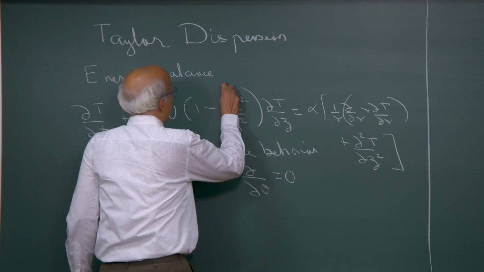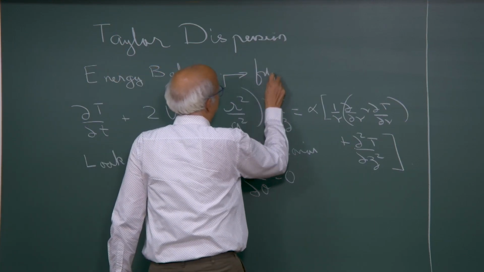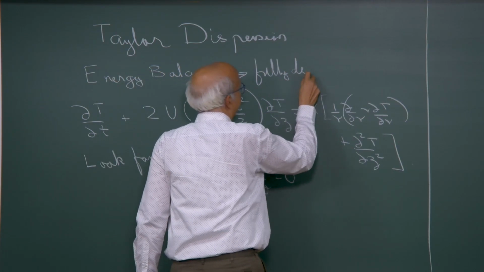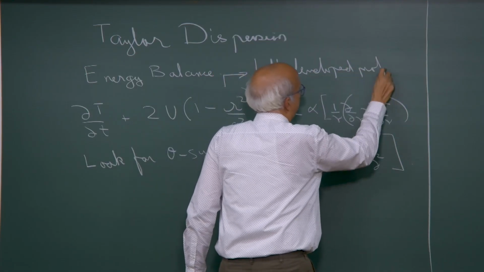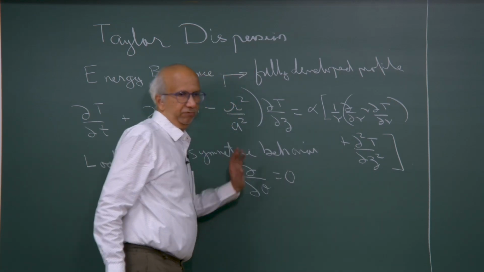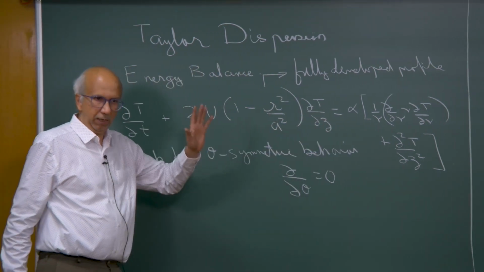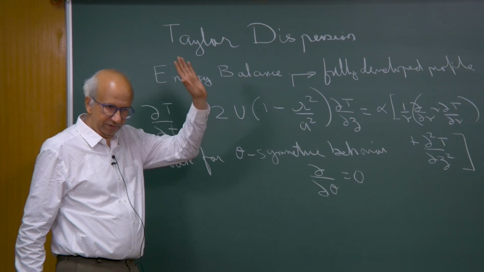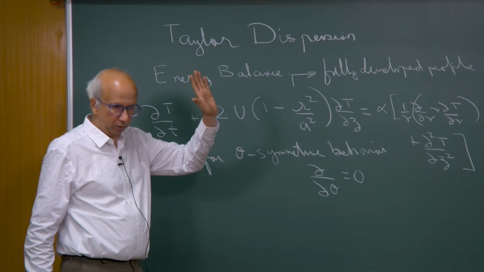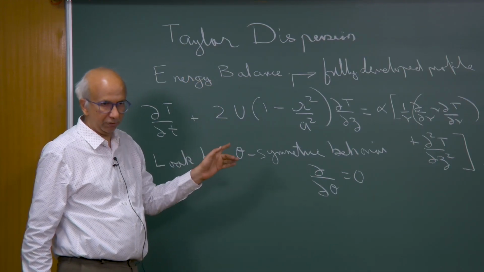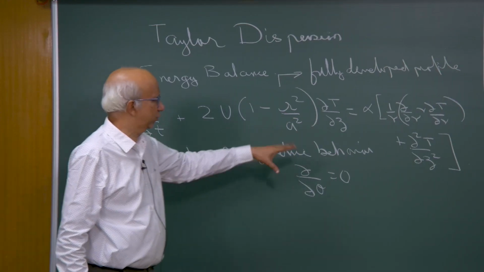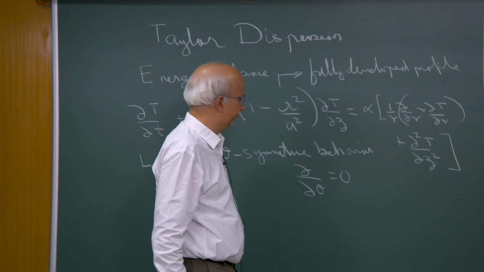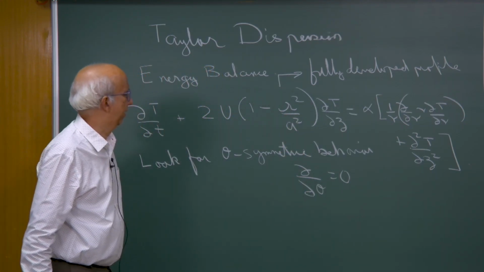This is coming because of the fully developed profile. If it is a fully developed profile, only the Vz component is there, and long back we derived that there will be no radial component of velocity and no theta component of velocity. So, all the other gradient terms do not show up, and there is no reaction, no heat generation. This is my energy balance equation.